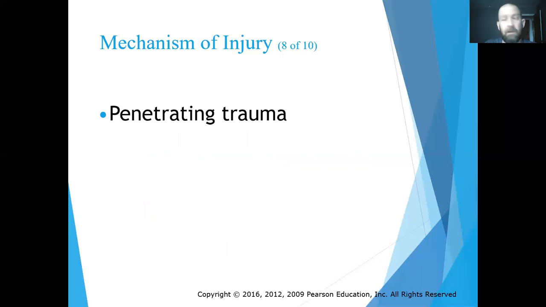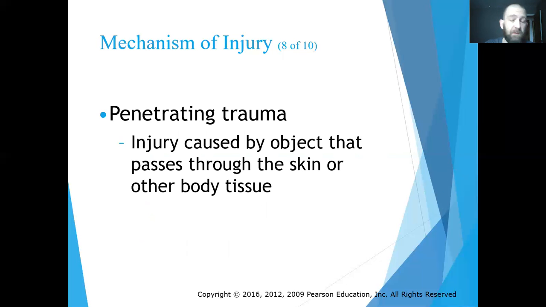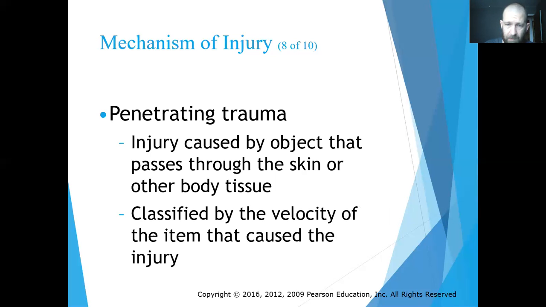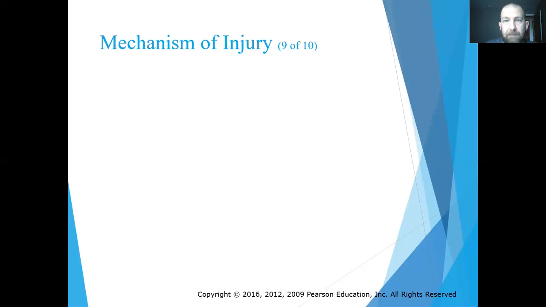All right, penetrating trauma. This is when an object obviously penetrates the body, so it goes through the skin and into other tissues there. And we talk about these, we classify them by how fast they entered the body. So there's 3 types of penetrating injuries, and they're all classified by how fast they entered the body.